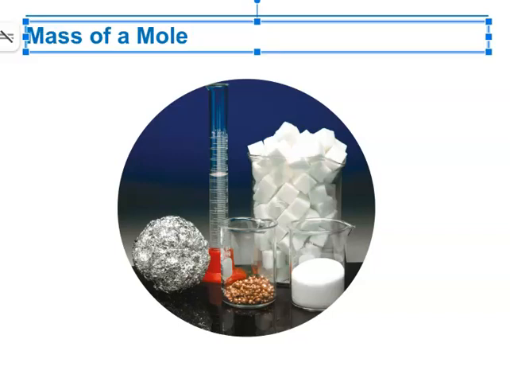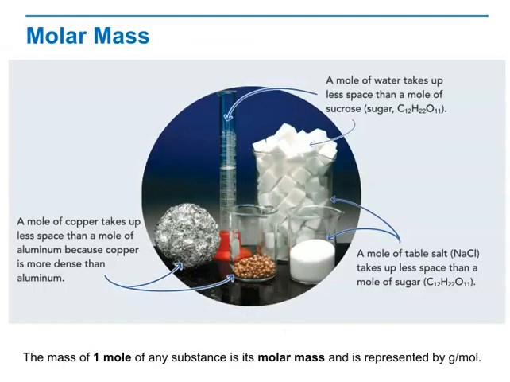So today we're going to focus on calculating the mass of a mole. In this picture, I have multiple different substances. I have aluminum, I have copper, I have table salt or sodium chloride, I have sucrose, which is C12H22O11, so it's a much bigger molecule, and we have good old water. And all of these in this picture represent 1 mole of every single substance.